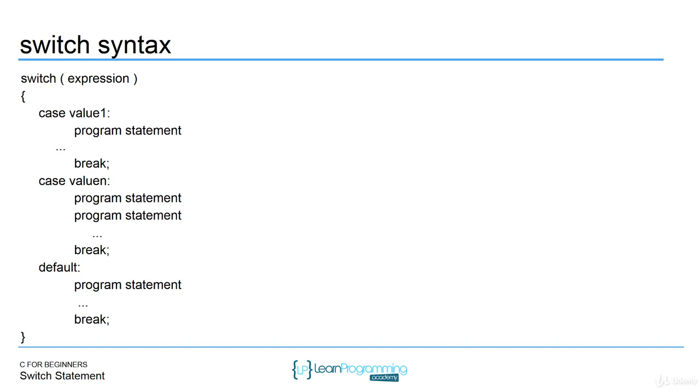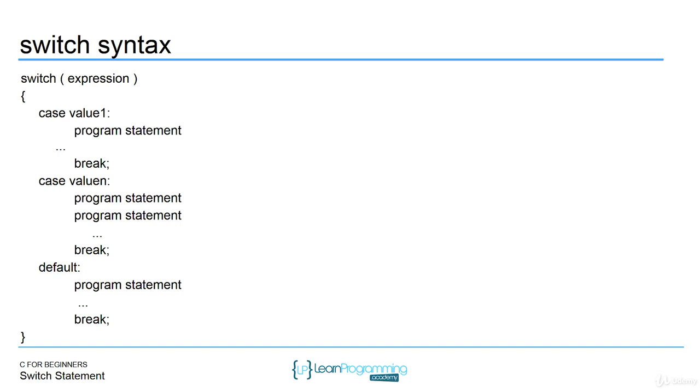So case is also a keyword. You also notice the colon after the case. So you have case and then you have your value. And then inside there you can have multiple program statements. And then at the end you have a break keyword. That's another keyword. So there's 3 keywords here, actually 4. There's the switch keyword, the case keyword, the break keyword, and then the default at the bottom. So these are the important things to notice.